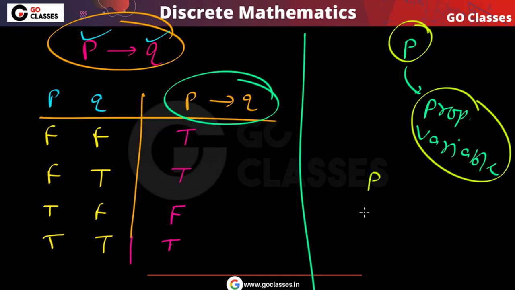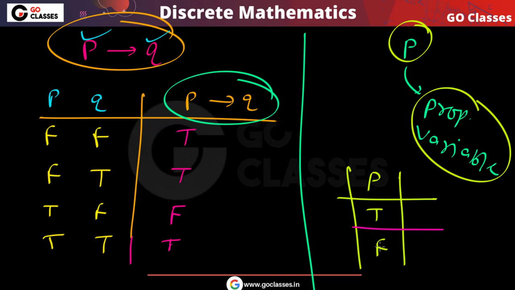So p is an atomic proposition. Because it is an atomic proposition, it does not depend on anyone else. By itself it is true or false. So there are two possibilities. If I say that p is a propositional variable, then by itself p is true or false. So this p can be true or this p can be false.